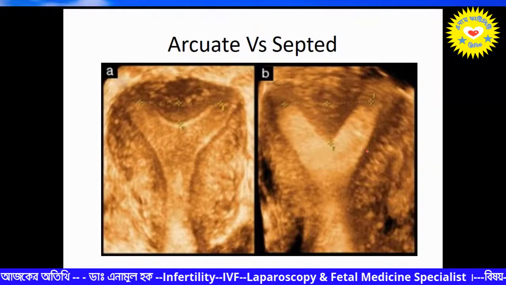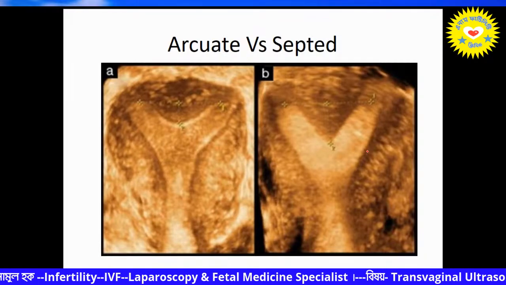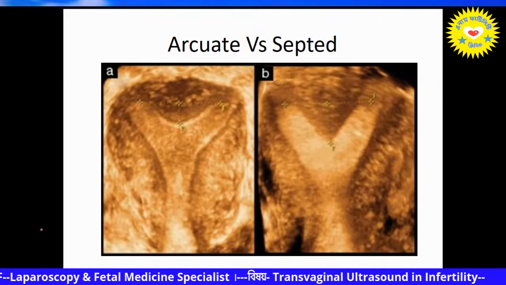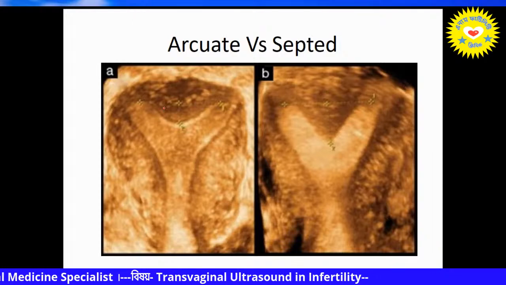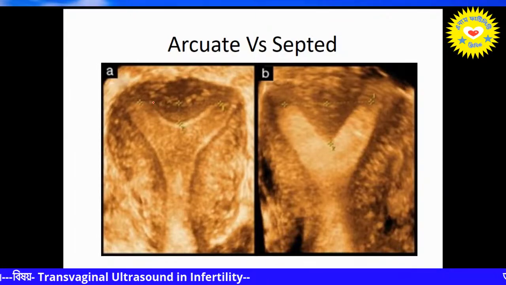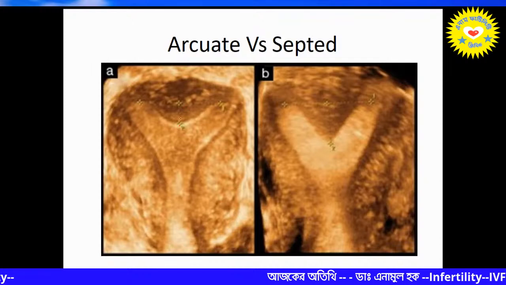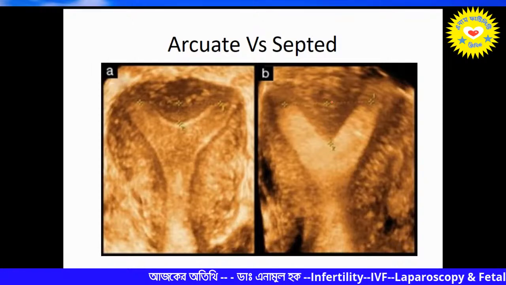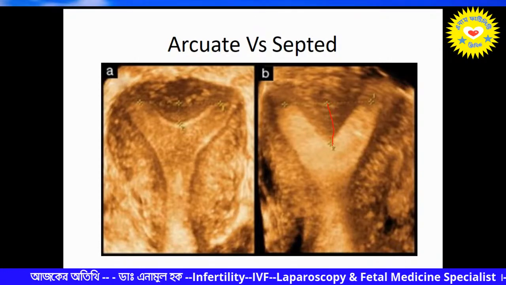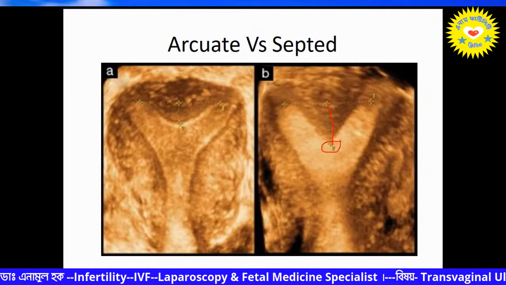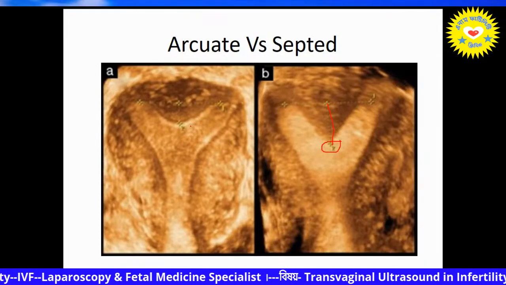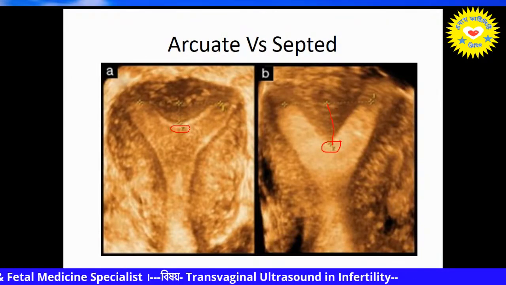Now we see here the difference between arcuate and septate uterus. You see, in an arcuate uterus, the distance from the top to the bulge is less than 10 millimeter. If the distance is more than 10 millimeter, this is septate uterus. And if the distance is less than 10 millimeter, that is arcuate uterus.